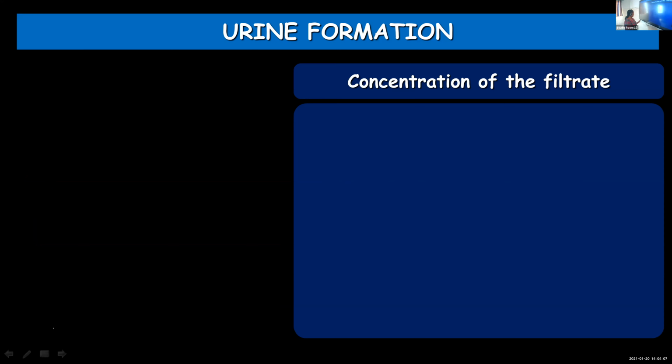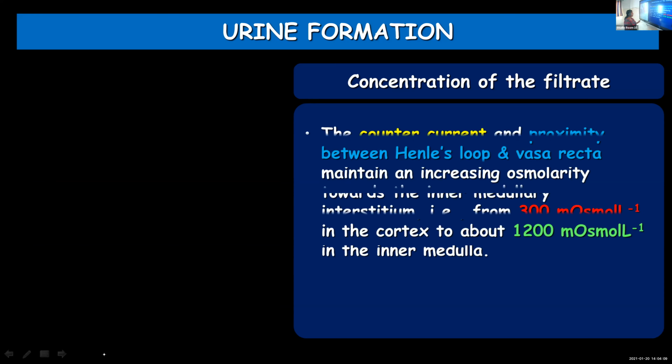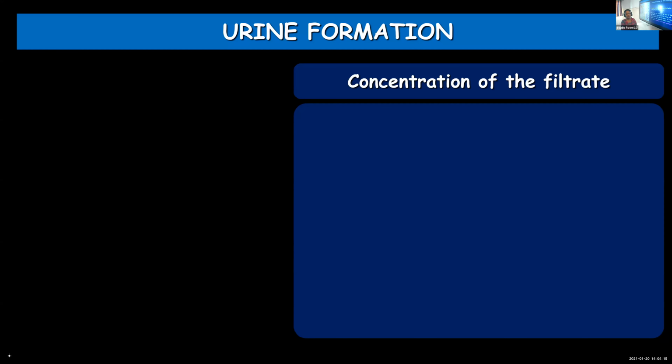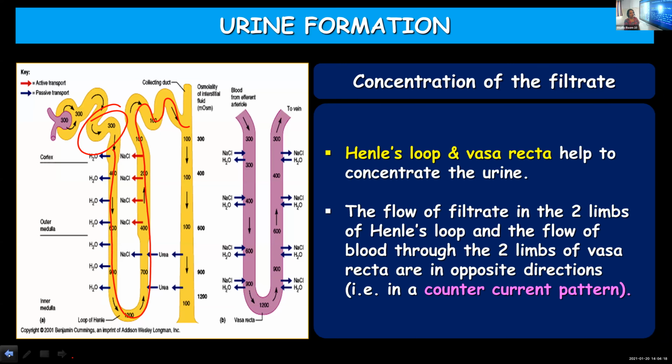Once again, I will repeat the points I said, how the urine gets concentrated, or how the glomerular filtrate is getting concentrated. Henle's loop and vasa recta. These are the two structures which will help in concentrating the urine or concentrating the glomerular filtrate.